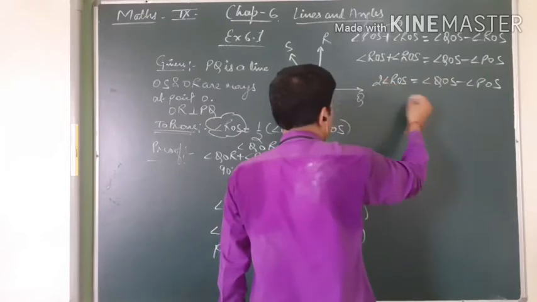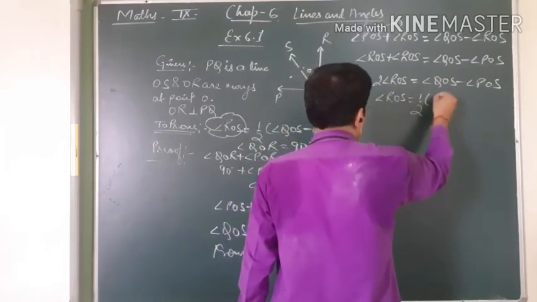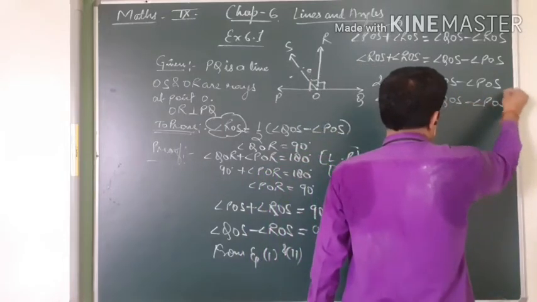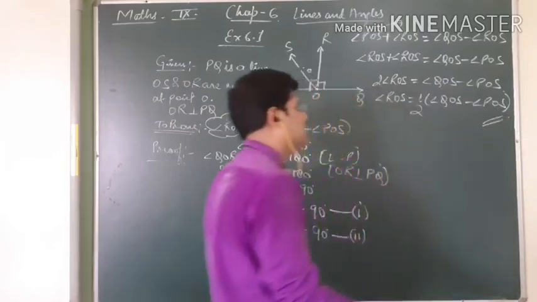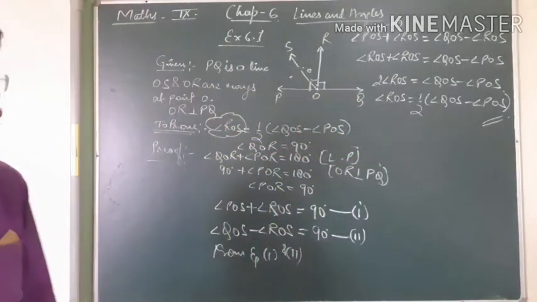When we transfer this 2 to the other hand, it will become half of angle QOS minus angle POS. And this is what we were supposed to prove: angle ROS is equal to half of angle QOS minus angle POS.